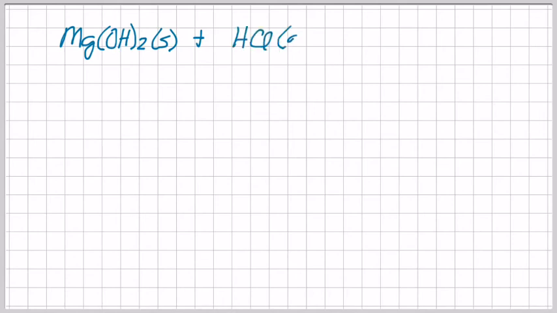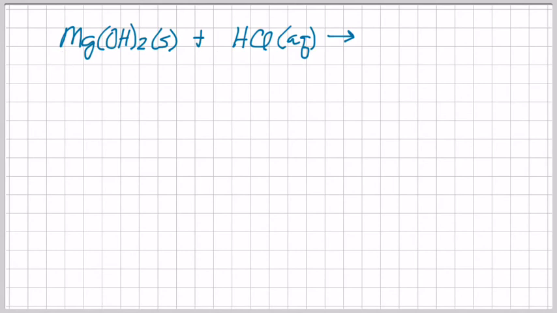So they're saying we've got magnesium hydroxide, which is insoluble in water, so that's a solid, reacting with HCl, which is aqueous. And they're asking for the molecular equation, the ionic equation, and the net ionic equation. We were given these formulas. So how do we predict what the products are?